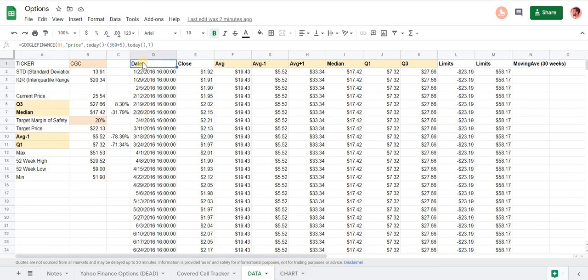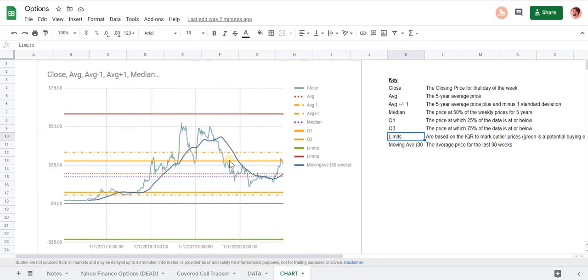What it does, it pulls the 5-year weekly prices for any particular stock and then calculates the standard deviation, the interquartile ranges, the median, and the max and min. And then it takes all that information here and charts it out for you. So this particular stock was Canopy Growth, and this is the price trending for it. But then the straight lines give you some sense of central tendency, so where the stock tends to fall price-wise.